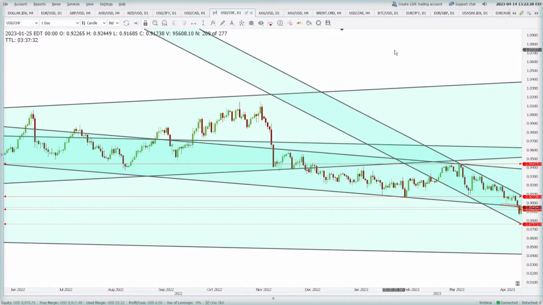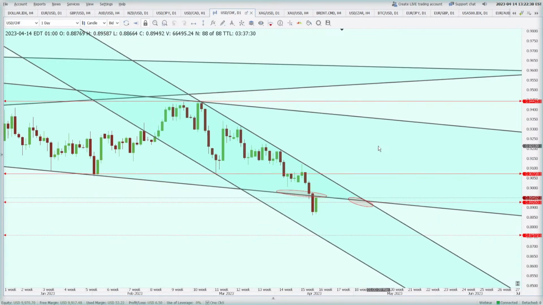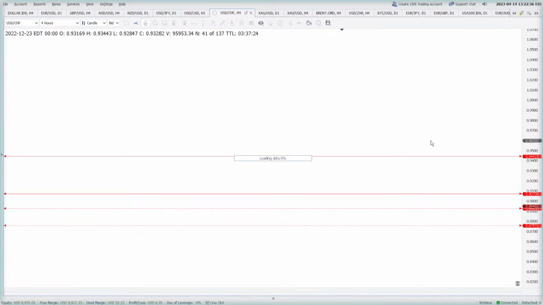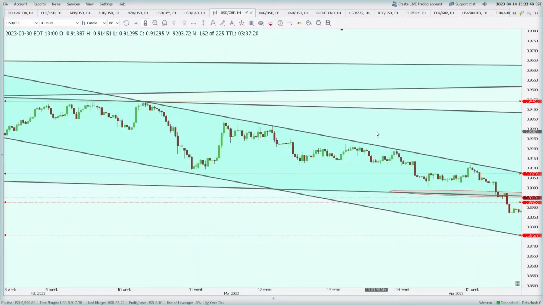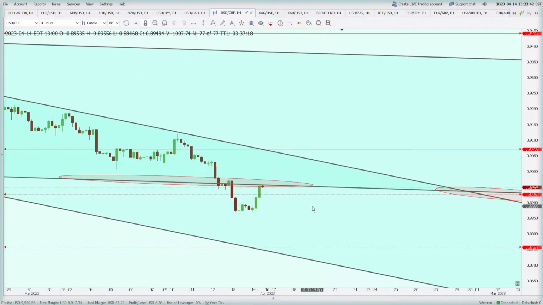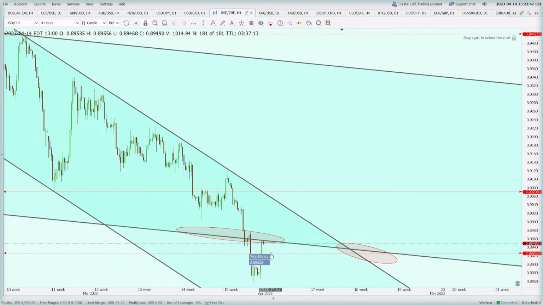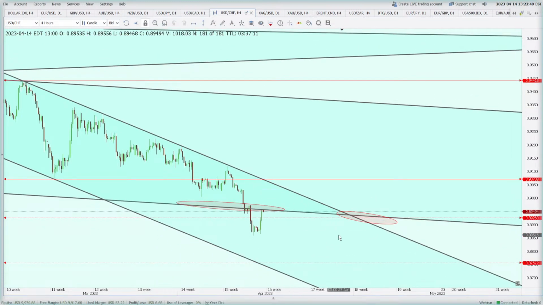USD CHF, we are looking for lower prices, but today the price has come back to test this falling channel's support area as the fresh resistance. I'll show you on the 4-hour. All right, guys, see, the market has entered the zone of resistance. This zone of resistance may be strong enough to push the prices back towards the 0.8757 area, guys.